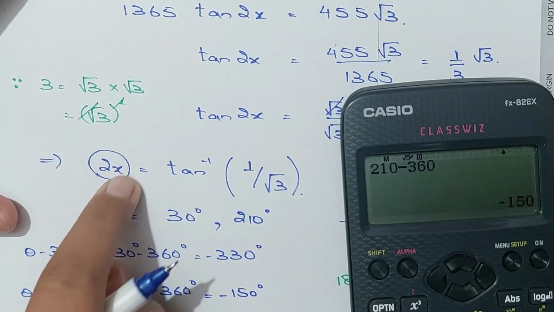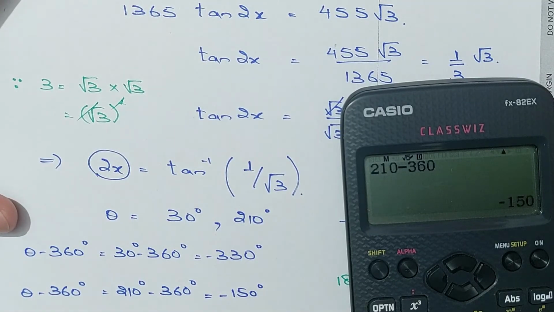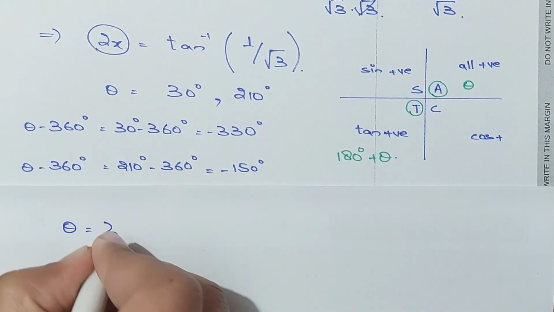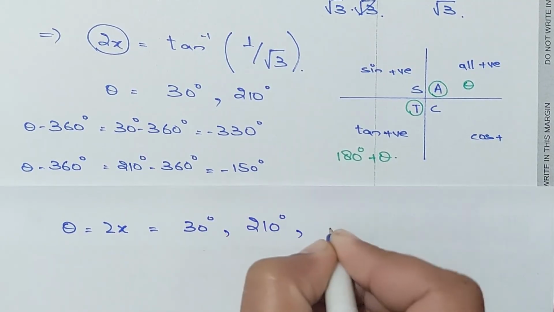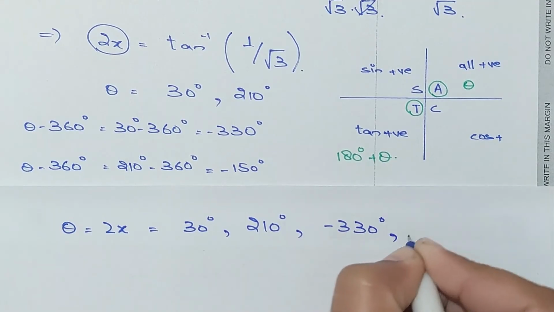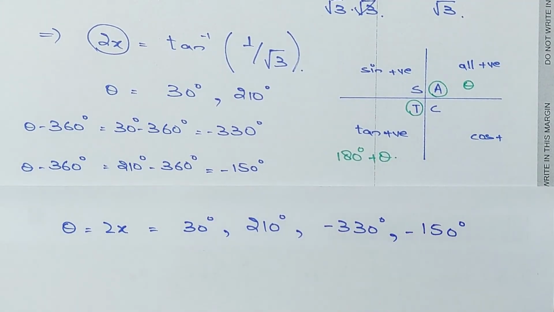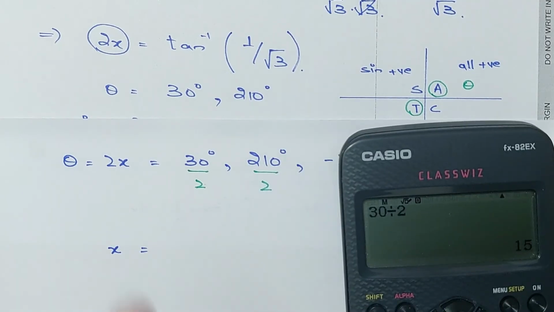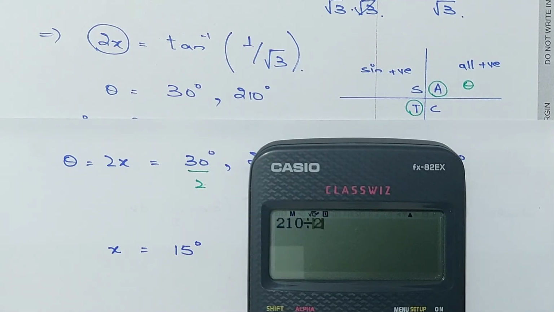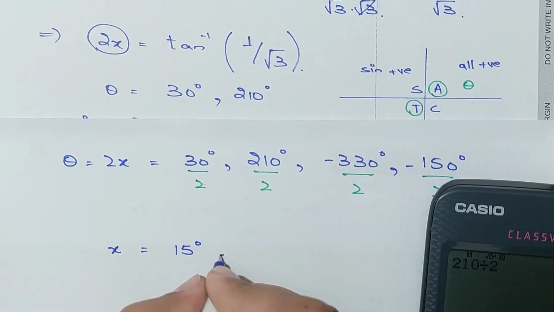Let me find the value of x back, because theta is basically 2x. So theta is equal to 2x, and its solutions are 30 degrees, 210 degrees, minus 330 degrees, and minus 150 degrees. So each time you have to divide it by 2 to get the value of x. So what is x? My x is going to be 30 divided by 2. This is 15 degrees. This belongs to the domain. 210 divided by 2 is 105 degrees. It also belongs to the domain.